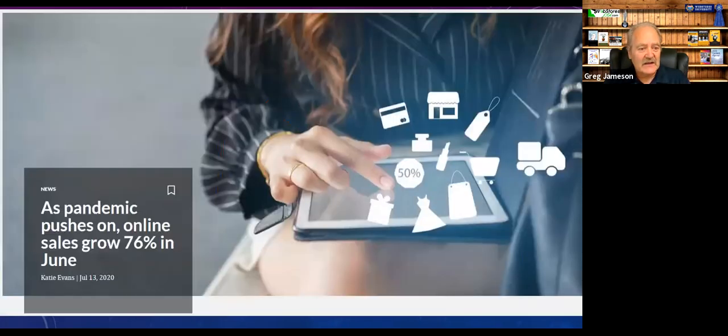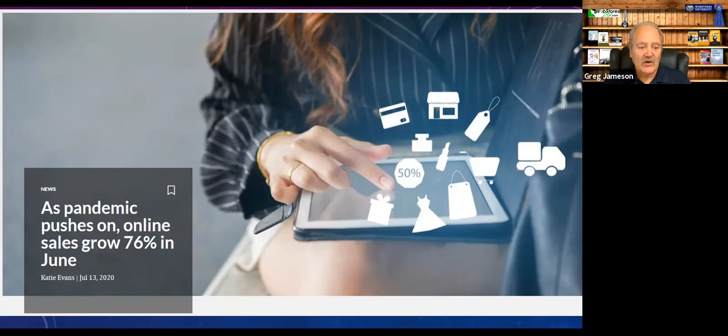So as the pandemic pushes on, online sales continue to grow, and we want to figure out how we can take advantage of that, regardless of whether we are selling products, selling services, doing events, any type of coaching, providing financial services. All of these things are available for us to really take advantage of during this time.